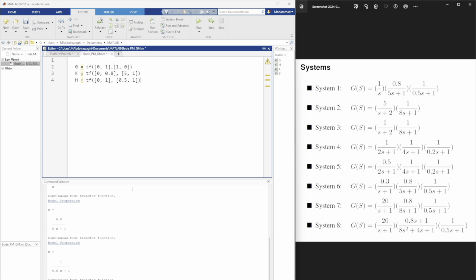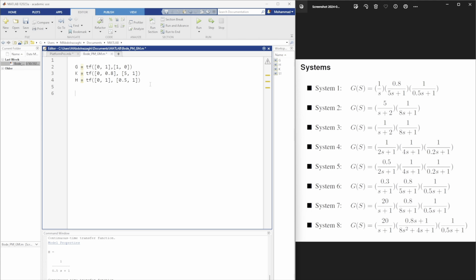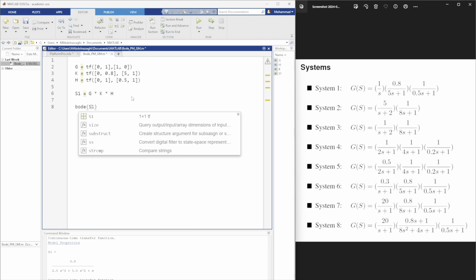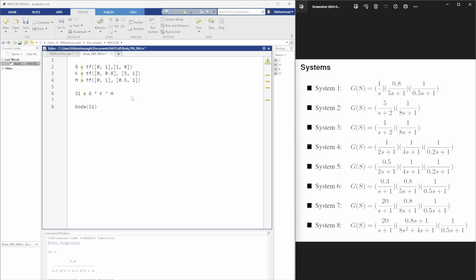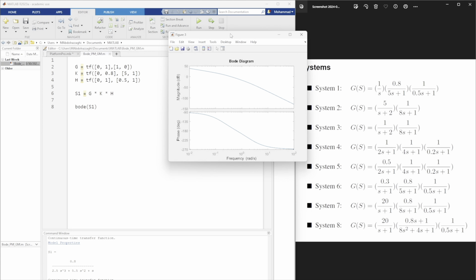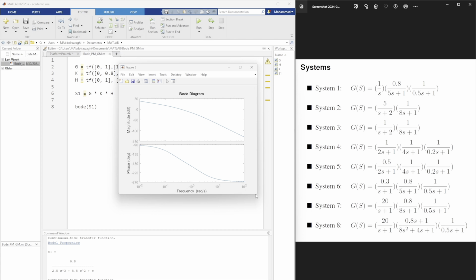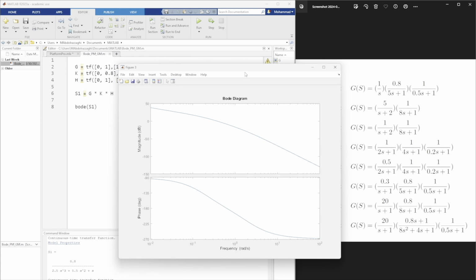So now that we made sure that all of those individual building blocks are correct, we can then create S1, for instance, and call that with multiplication of G times K times H. So you can see that that multiplication turns into this complicated form of S. And if you want to get the Bode plot for that, we can easily use the code Bode of S1, for instance, and Control Enter that would give us the Bode plot of this transfer function, the complicated S1 transfer function.